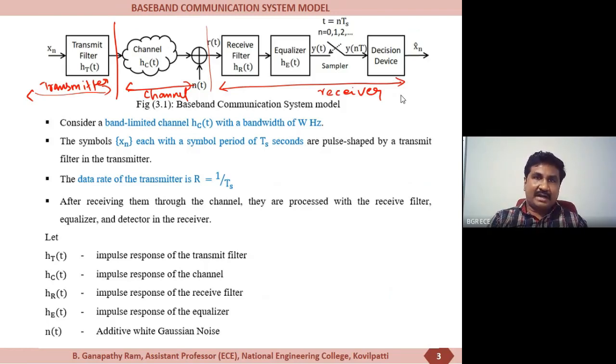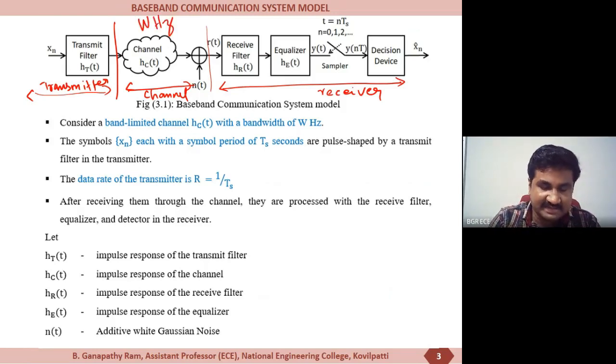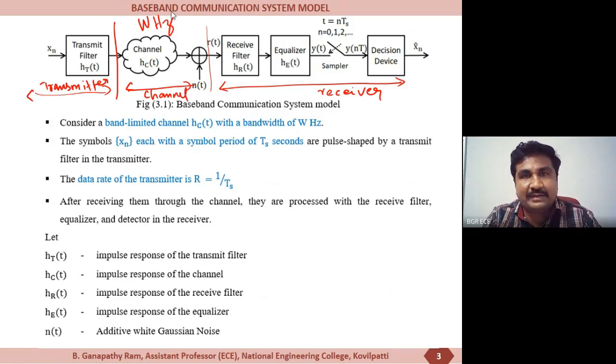We are going to transmit the information through a band limited channel. We are assuming this channel is band limited to WH, and also it is an additive white Gaussian noise channel. Generally, this additive white Gaussian noise is not present in the channel. It occurs inside the receiver part. Anyhow, we are dealing with it in the channel.